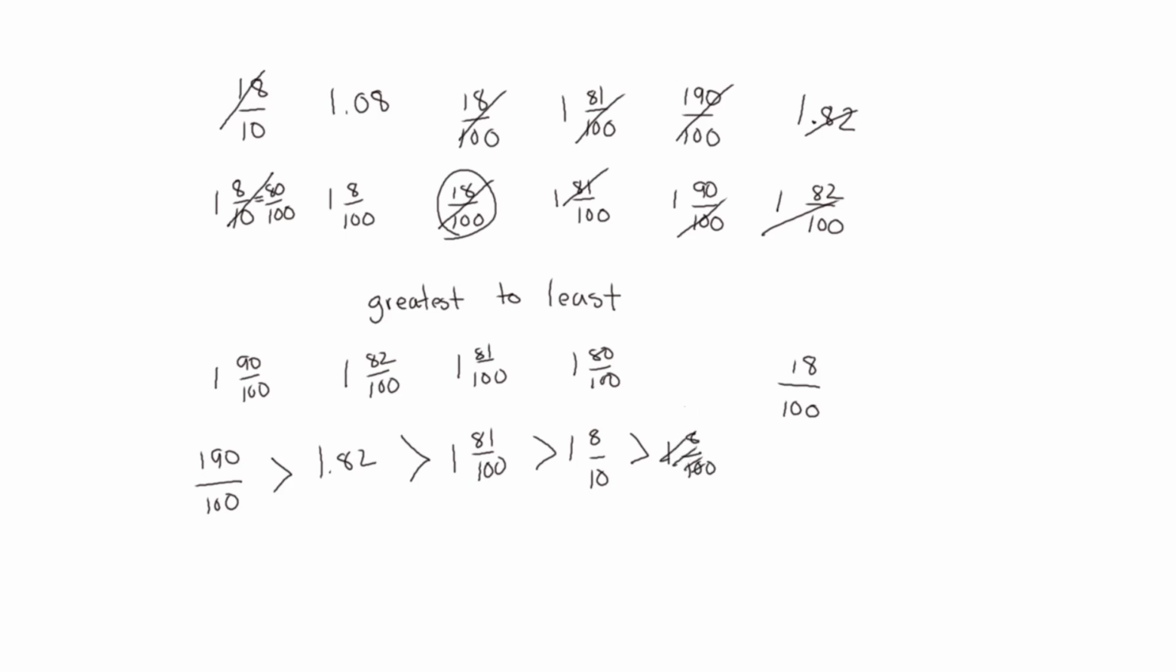I'm sorry, that was our new unit. Our original unit was 1 and 8 hundredths in decimal form. And then finally, our least one was 18 hundredths. So we've ordered these from least to greatest. But again, the strategy is to make all the units the same so that we can compare them.